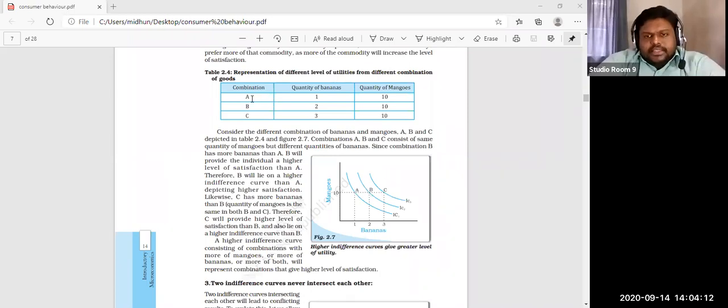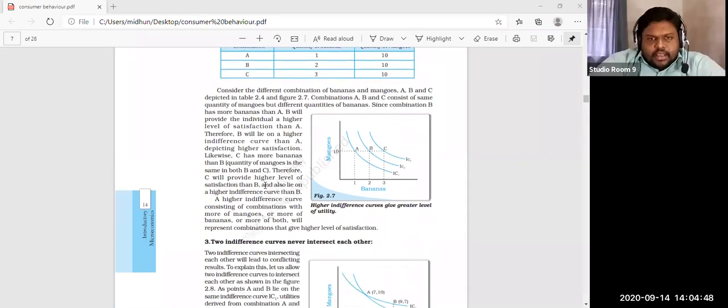In combination A, the quantity of bananas is 1 and the quantity of mangoes is 10. In combination B, the quantity of bananas is 2 and the quantity of mangoes is 10. So B will provide the individual a higher level of satisfaction than A. Therefore, B will lie on a higher indifference curve than A. You can see B is here and A is just below that. At the same time, C has more bananas than B, and the quantity of mangoes is the same in both B and C. Therefore, C will provide a higher level of satisfaction than B.